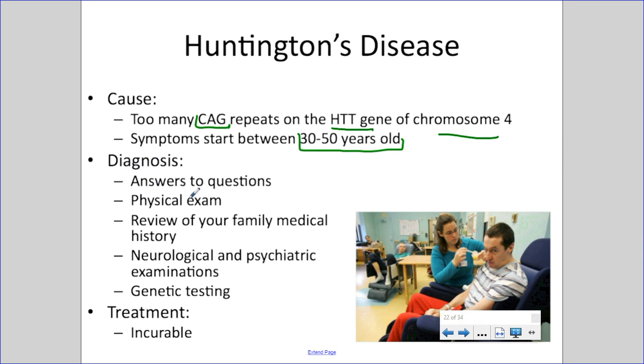Now, the diagnosis for Huntington's disease. There are several steps. You have to answer a series of questions. There is a physical exam. There is a very thorough review of your family medical history. If you've had family members, especially a mother or a father, that has Huntington's disease, that puts you at a very high risk of having it yourself. There are neurological and psychiatric examinations as well as genetic testing. The treatment for Huntington's disease, basically there is none. It is incurable and ultimately a terminal disease.